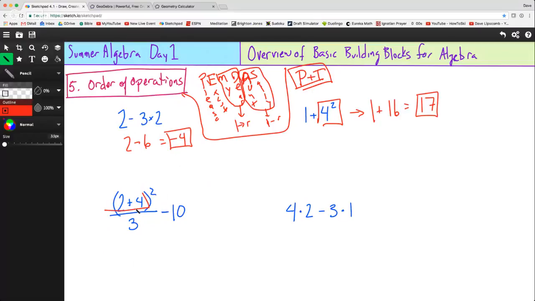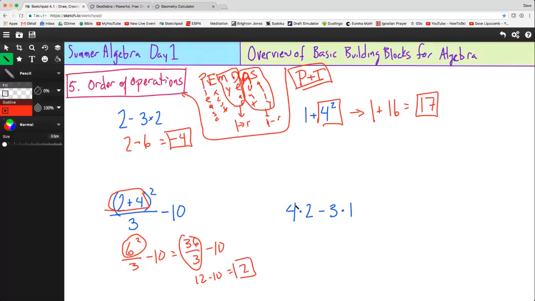Do this one first. So we have 6 squared over 3 minus 10. Well, next we have exponents, so there's our exponent. 36 over 3 minus 10. No more parentheses or exponents. Now multiplication and division, so we'll do that next. 12 minus 10. And so now we only have subtraction left, so that's 2.